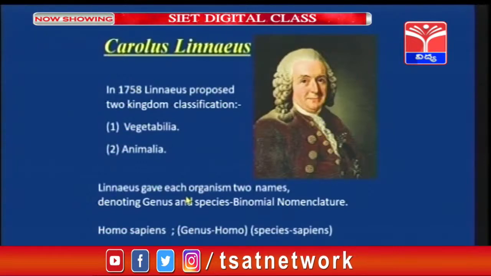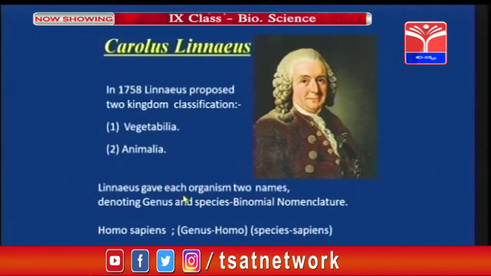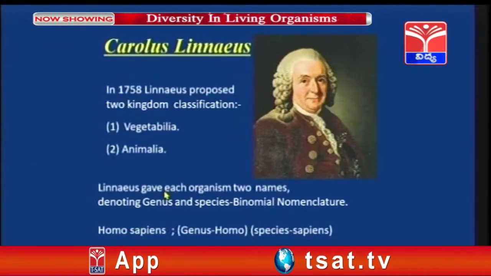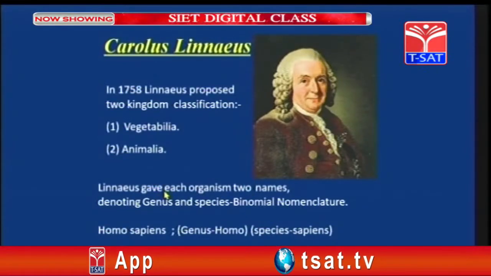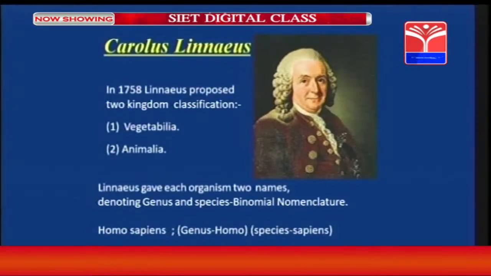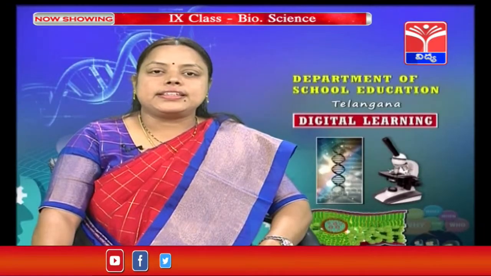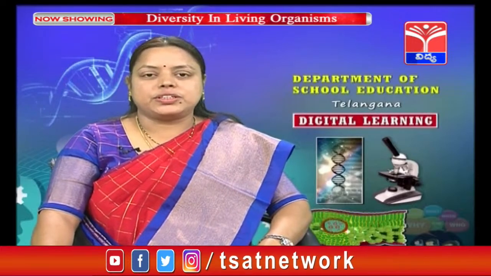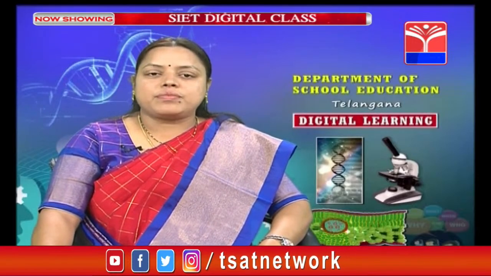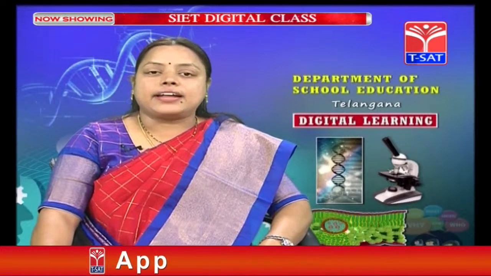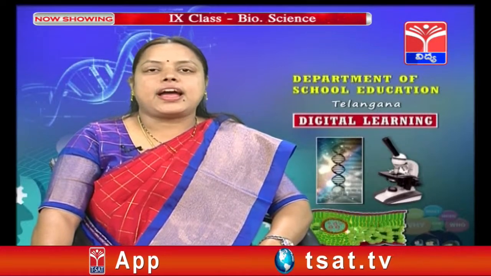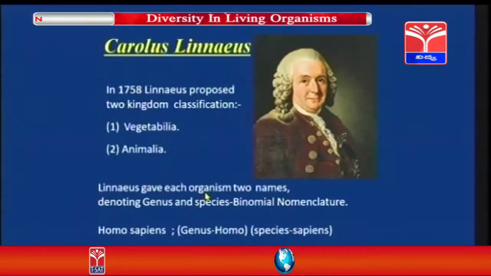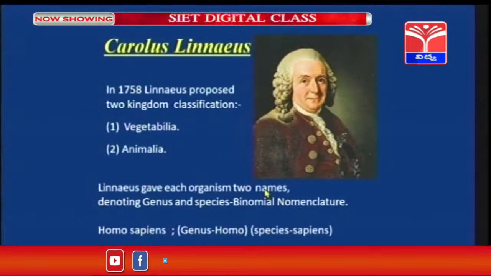As a single organism has various names all over the world, it is very difficult to understand the organism. So to identify the organism, Carolus Linnaeus discovered binomial nomenclature. He gave 2 names for the single organism, and that name is universally accepted. So naming a single organism with 2 names is called binomial nomenclature.